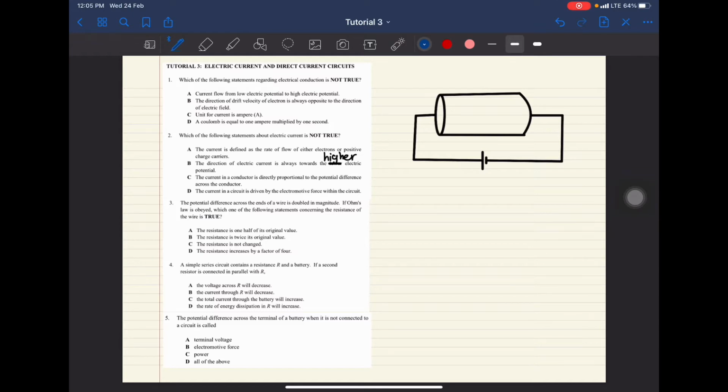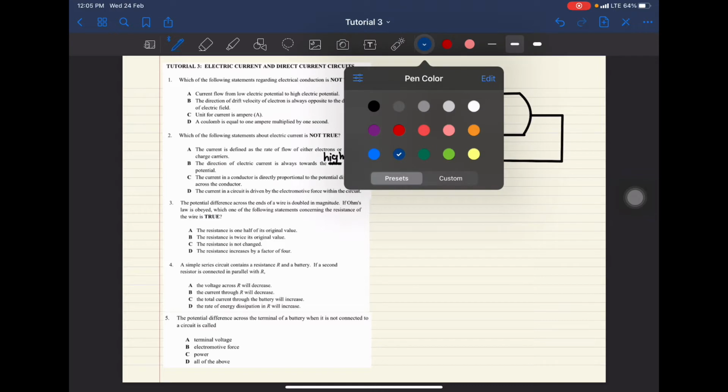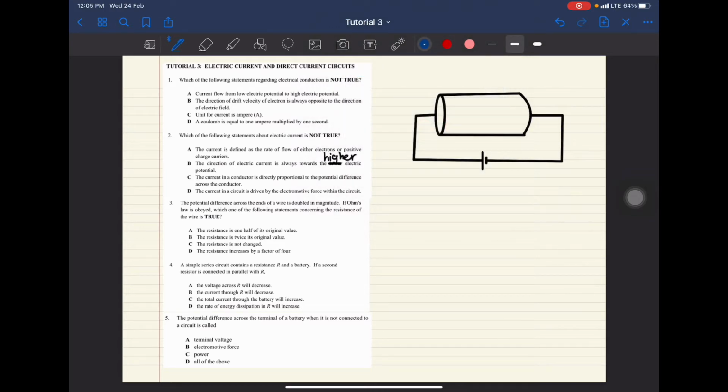For example, if you still remember our microscopic model of electron, this one will be the positive terminal, and this one is the negative terminal. If I want to draw my electric field, it will be in this direction, while the electrons will move in the opposite direction. My electrons come out from here and move like this. So the drift velocity, v drift, which is basically just the v average, will be pointing in this direction. So that one is correct, opposite to the electric field.